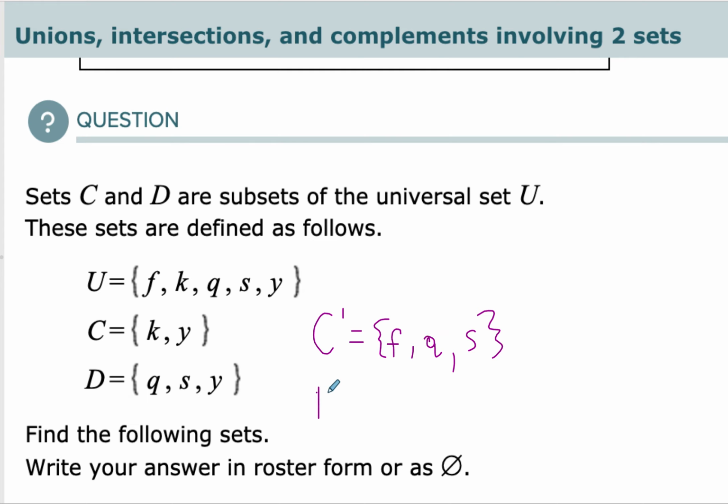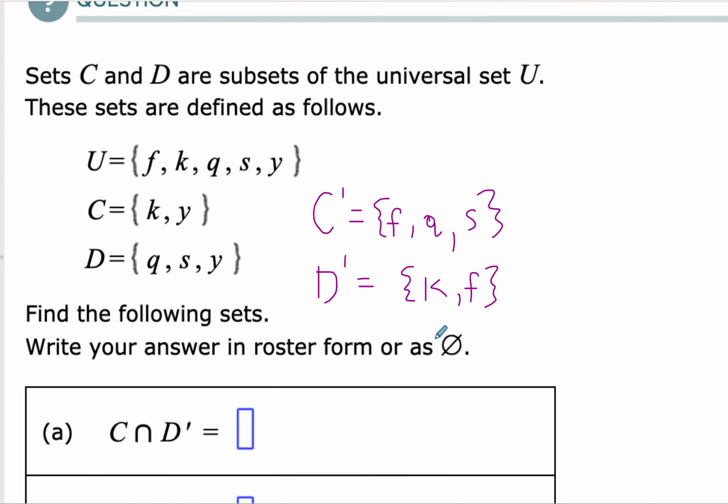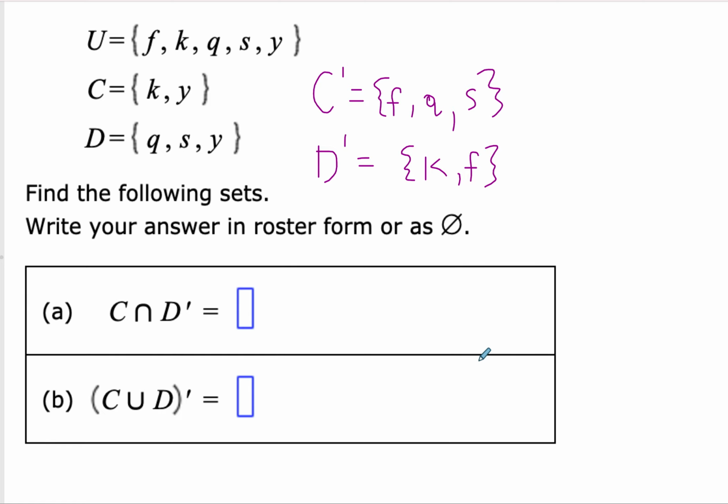What's not in set D? Well, K and F. All right, so find the following sets. And if there are any that don't have any elements, we put the empty set, or a 0 with a slash through it. And they want us to list them in roster form. This is the form that I listed C prime and D prime, or C complement and D complement, in as well.